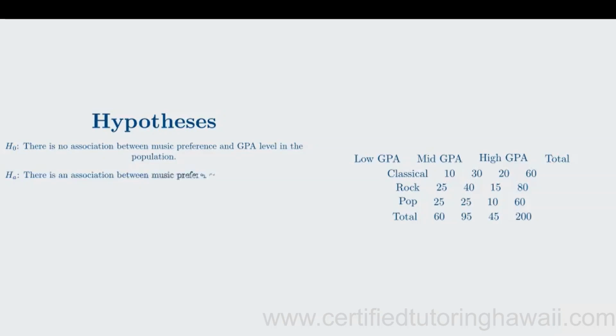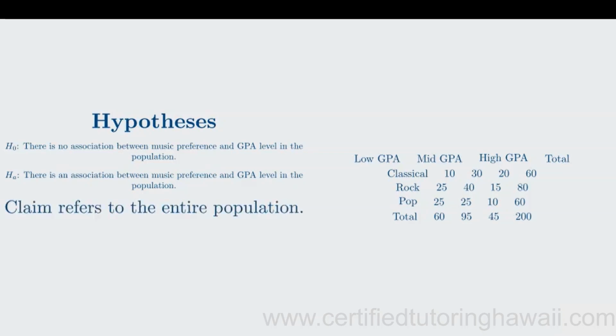The alternative hypothesis, H-alpha, is that there is an association between music preference and GPA level in the population of college students. Notice that for independence, we use the word association or independent. We are making a claim about the entire population based on this sample.